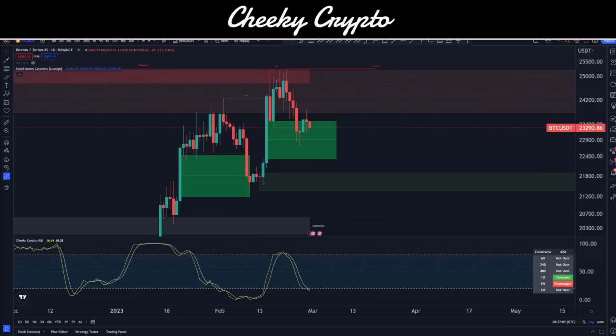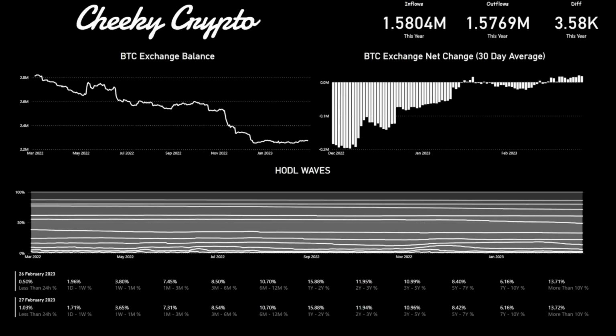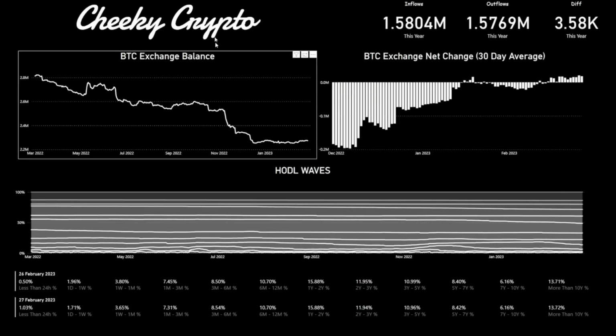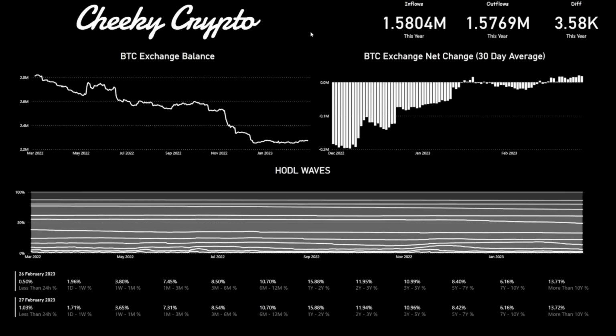Okay guys, let's jump right down into this one. So what we'll do is we're going to start things off, I think, by taking a look at the on-chain data, then we'll jump into the charts afterwards. So up here, this is kind of top level stats for BTC. Top right hand corner, we have the inflows of Bitcoin going onto the exchanges, the outflows of Bitcoin coming off the exchanges, and then the difference between those two numbers. This is all from the 1st of January 2023 up until yesterday, which was the 27th of February.